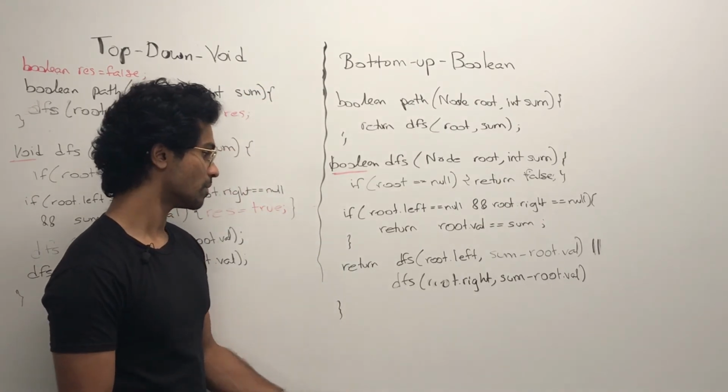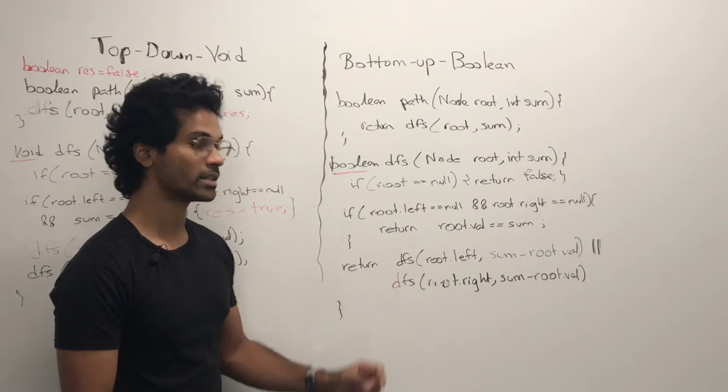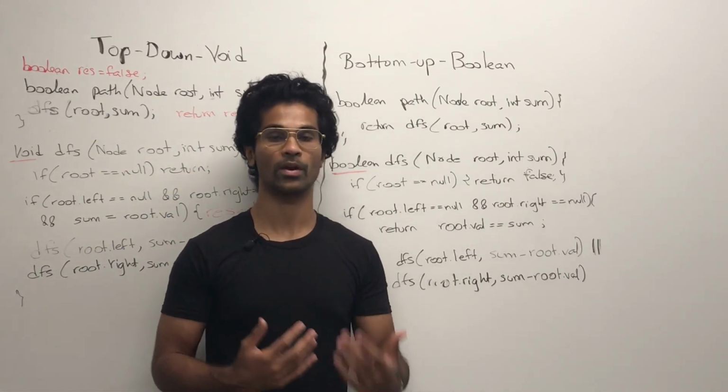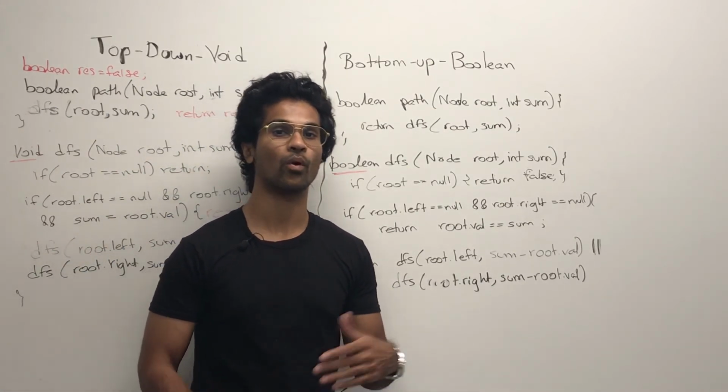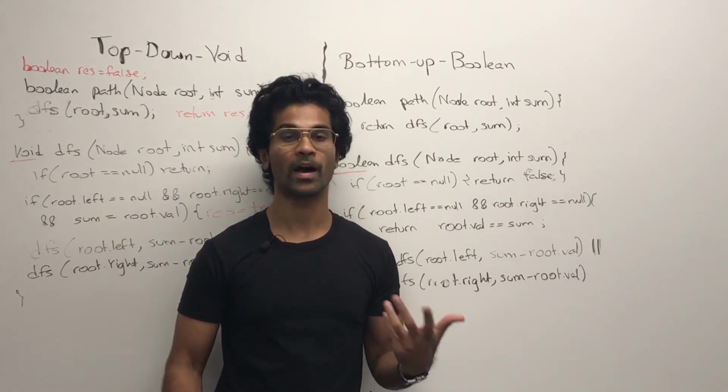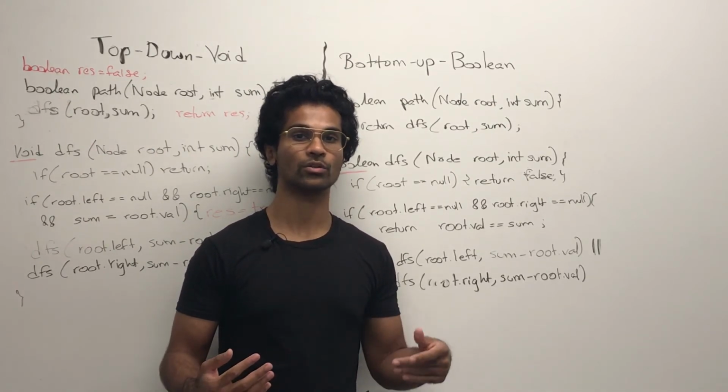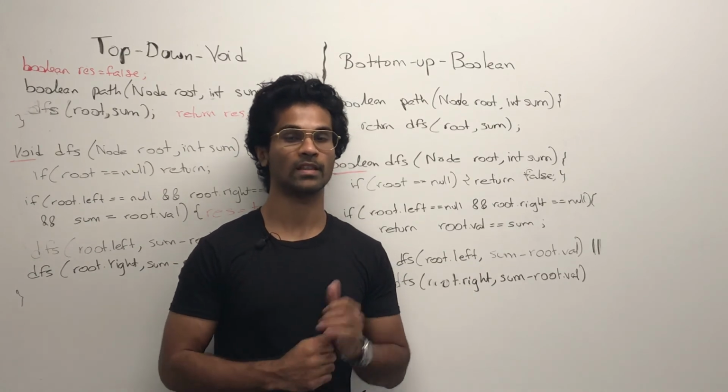Otherwise, what we're going to do is just recursively call left and right, and we do an OR on both the branches. This is because we only need one branch to be a valid path sum. So if any of the truths from the left or right bubble up, then that's fine to get all the way to the top.